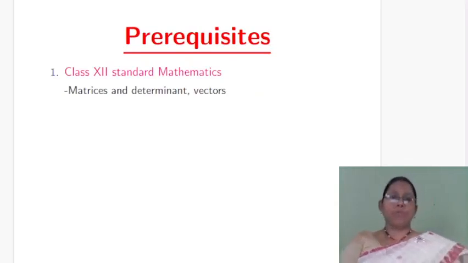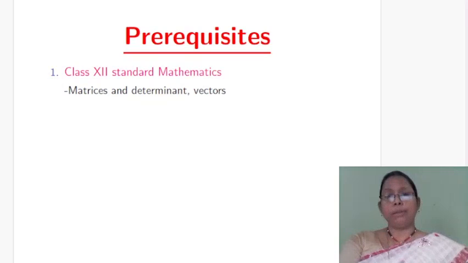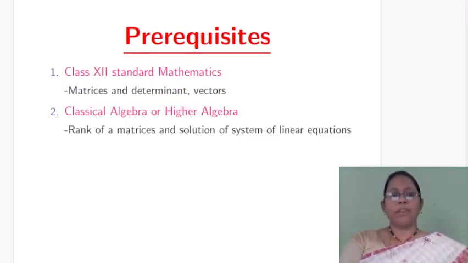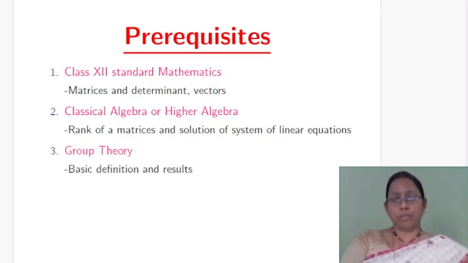The prerequisite required for this course is class 12 standard mathematics, especially the chapters on matrices, determinants and vectors. Next is classical algebra or higher algebra, especially the rank. You must know how to determine the rank of a matrix by echelon and normal form, and the solution of systems of linear equations, both homogeneous and non-homogeneous. Then you need the basic definitions and results of group theory and ring theory.